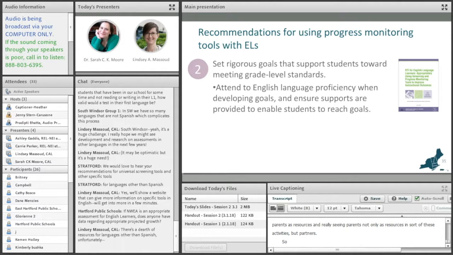So the second recommendation for using progress monitoring is to set rigorous goals that support students toward meeting grade level standards. So we serve our students well when we really believe that they're able and that they can, with appropriate instructional supports and strategies, meet standards and make strides within the classroom. So this includes attention to English language proficiency, and what we want to do is set goals that include students' English language development, both in the goals themselves as well as in the way that instruction is structured in order to meet those goals.